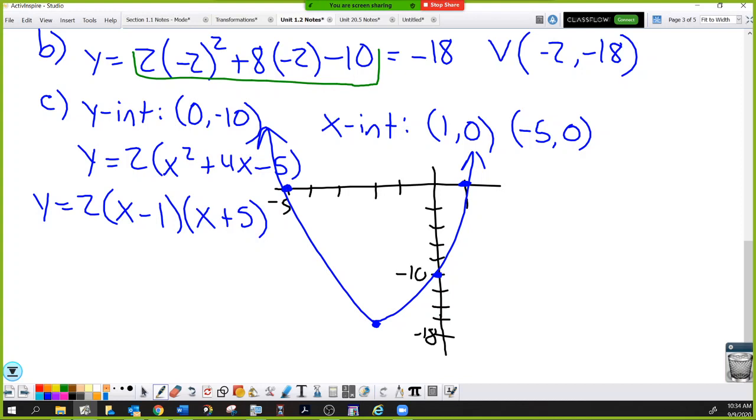He's back. I can see him. Easy peasy lemon squeezy. We good? Nobody's panicked about graphing quadratics yet? Alrighty. Let's see what we got next.